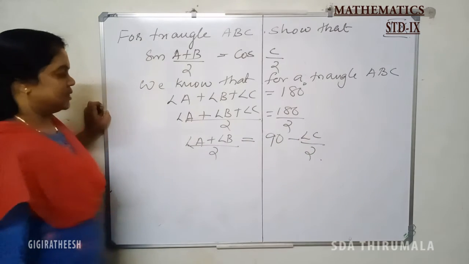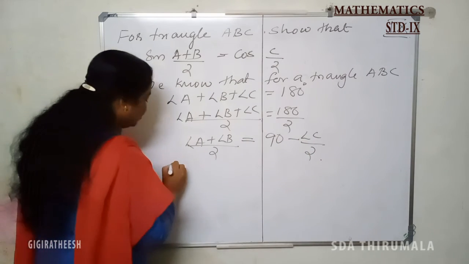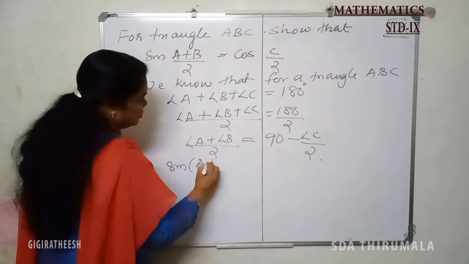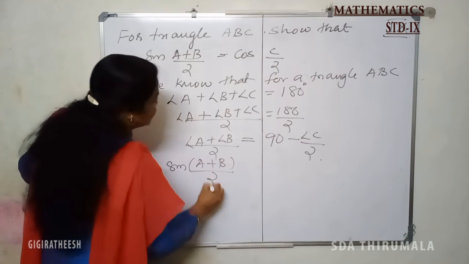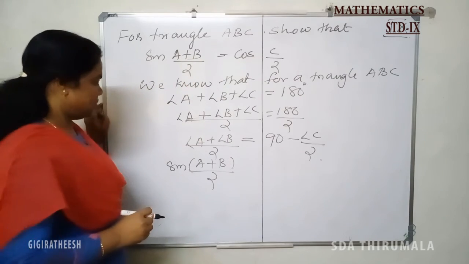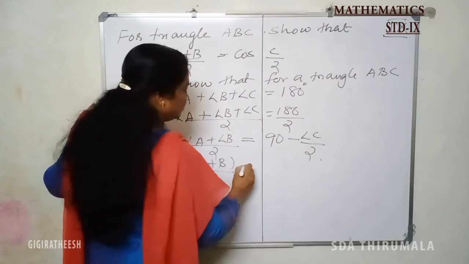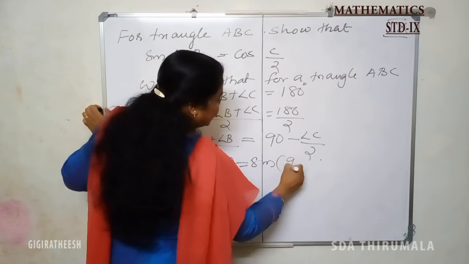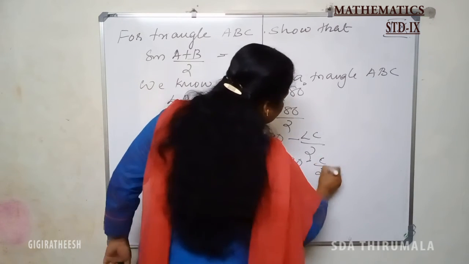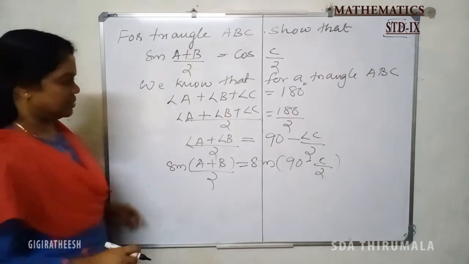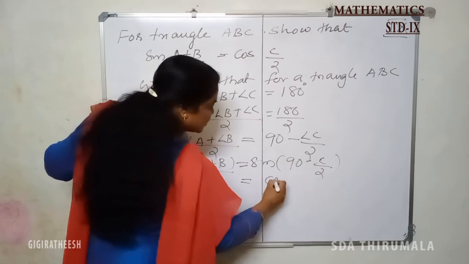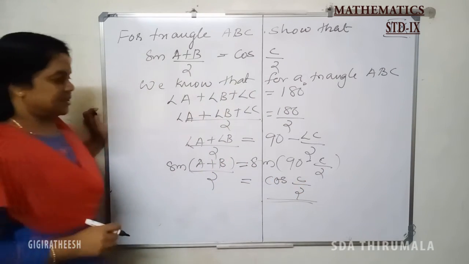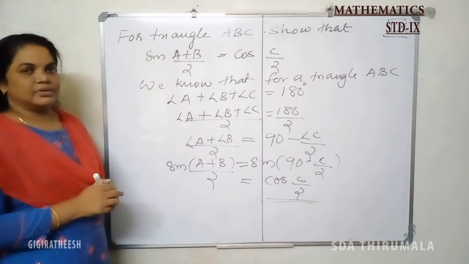And then applying sine, we need sine of (A plus B) by 2. So sine of (A plus B) by 2 is equal to sine of (90 minus C by 2). What is sine of 90 minus C by 2? It is equal to cos C by 2. That is the answer.